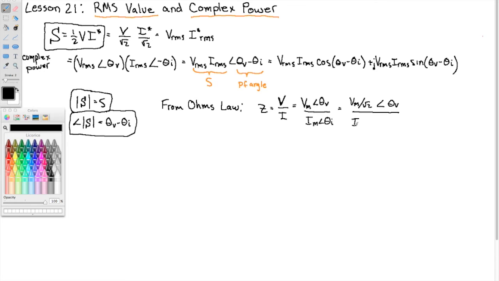If you do the same thing to the numerator that you do to the denominator, you do not change the fraction. The reason I did that, of course, is because Vm over the square root of 2 is V RMS, and then the angle of V, that's what we're calling the phasor RMS. So this is V RMS divided by I RMS phasor. So Ohm's law also holds for these RMS phasors. We see that V RMS equals Z times I RMS.